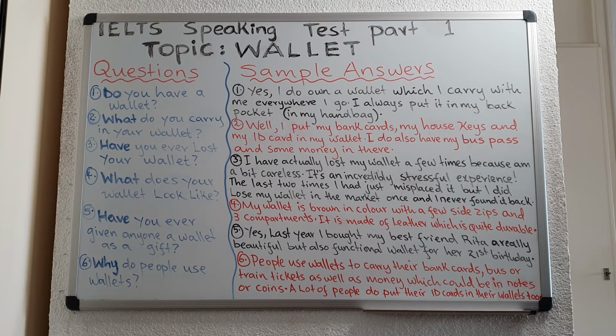So in that answer, I identified all the things that I put in my wallet. That is, all the things that I carry in my wallet. I put my bank cards. Now, your bank card is your ATM card, the card that is issued to you by the bank. And to withdraw money, you go to the ATM and you put your bank card in the ATM, and then you enter your PIN number and withdraw some money. That is your bank card.